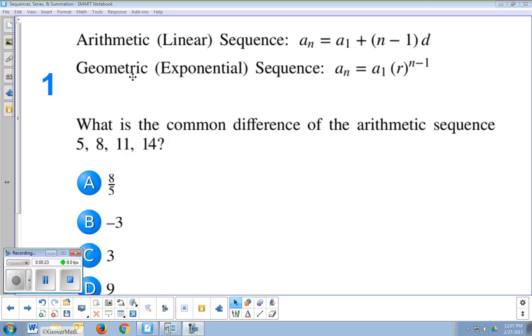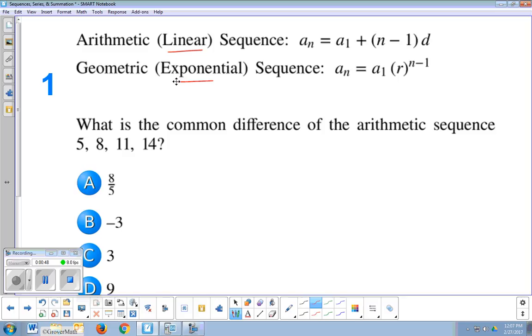There are really two major types of explicit sequences that we're going to work with, and they are called arithmetic and geometric. These terms are a little confusing, but it's very helpful to remember that an arithmetic sequence is nothing more than a linear sequence, and a geometric sequence is nothing more than an exponential sequence. I really can't tell you why we don't just use linear and exponential, but we use the terms arithmetic and geometric. So arithmetic is linear, geometric is exponential.